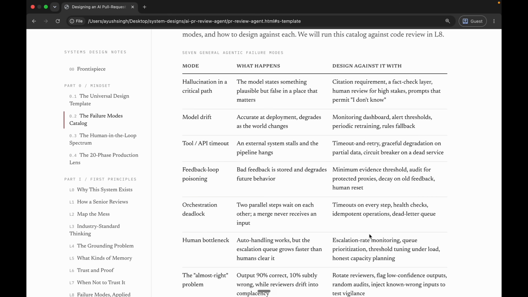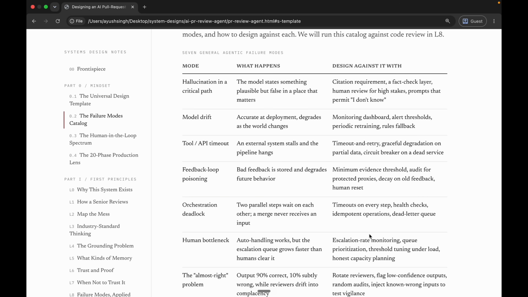For example, let's say feedback loop poisoning. Let's say somebody gives feedback to your AI peer review agent. What happens if that particular agent is not looking at your feedback and improving further? So we need to be able to say, hey, you need to improve yourself. So we'll have a minimum evidence threshold, so that you eventually use the feedback which is provided.